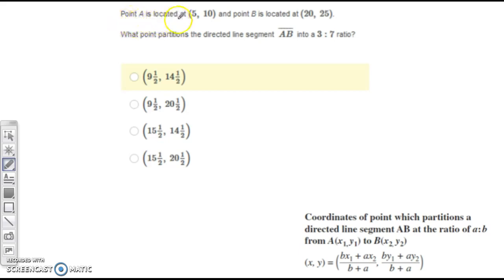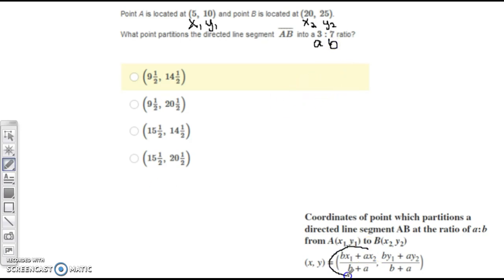All right, it says point A is located at (5, 10). Now remember, we're labeling point A as x1, y1. Then it says point B is located at (20, 25), and it tells us in the formula to label point B as x2, y2. And then it says what point partitions the directed line segment AB into a 3:7 ratio. And in our formula, it tells us the first part of the ratio is letter A, the second part of the ratio is letter B. And now we can start plugging it in.